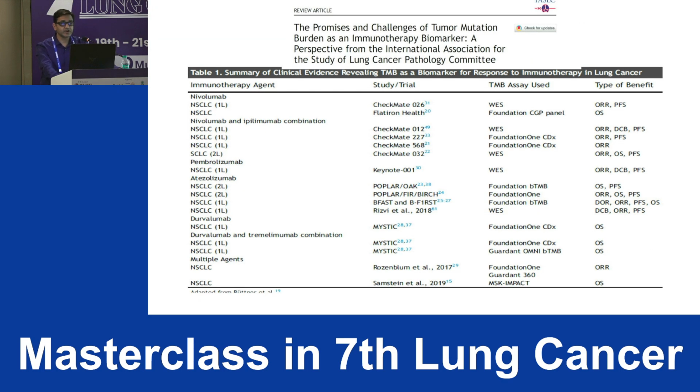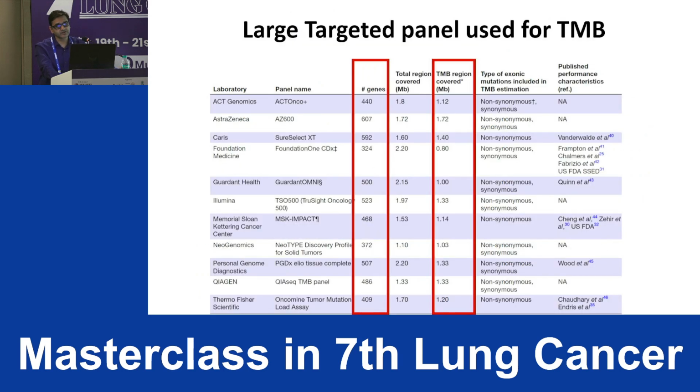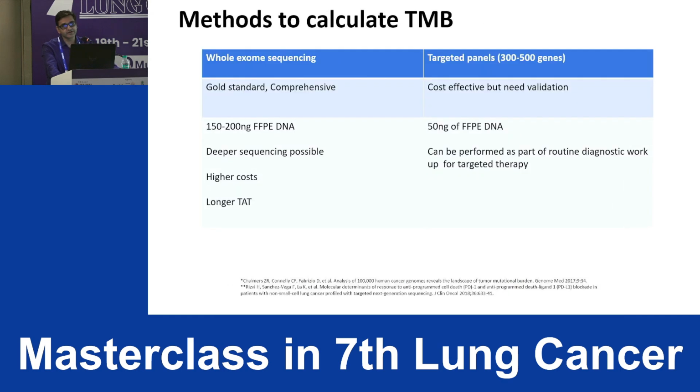So why has TMB gained relevance? Because in addition to PD-L1, we have seen that TMB is also being used as a cutoff across various studies. But if you look at the analysis of TMB, we need a very large NGS panel for the optimal evaluation of the TMB. Only then can we get good and clear-cut information about the TMB.